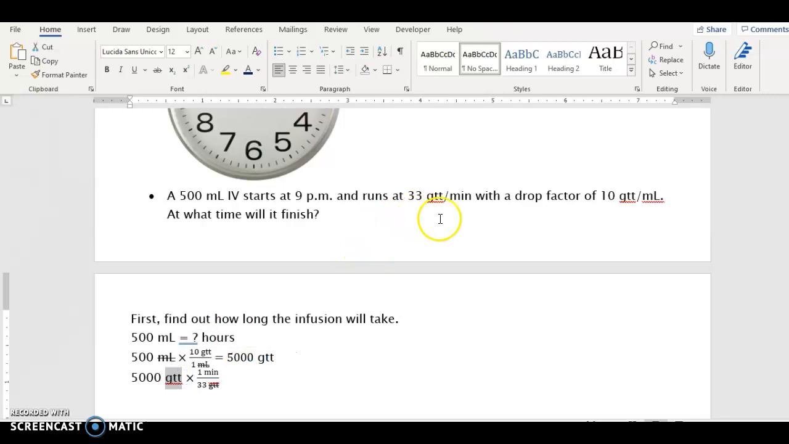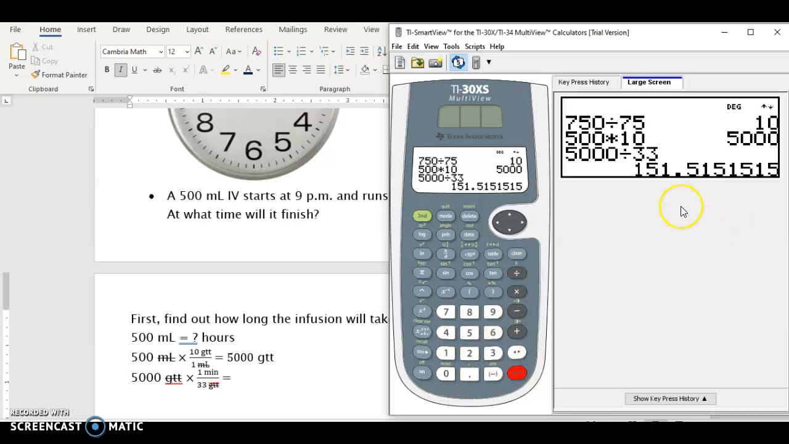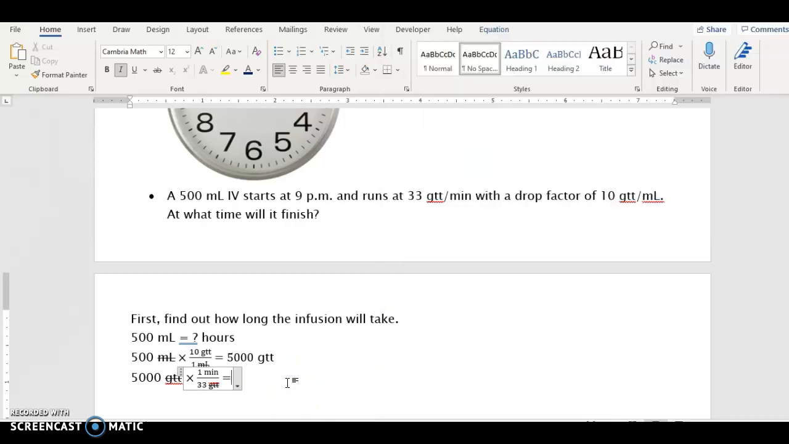Okay, so 33 drops per minute is understood to be 33 drops per 1 minute. So when we flip that around, we have 1 minute in the numerator and 33 drops in the denominator. Essentially, we're taking 5,000 and dividing it by 33. That's going to give us 151.5 and so on. Let's round that to the nearest whole number, which is 152. So that's equal to 152 minutes. So we have the duration of our infusion in minutes.